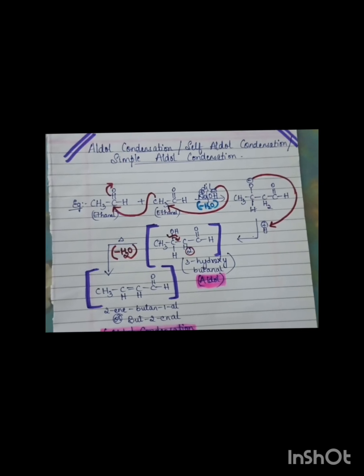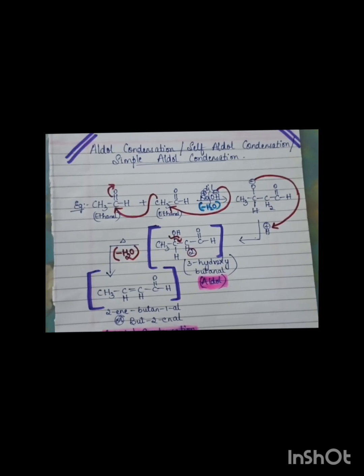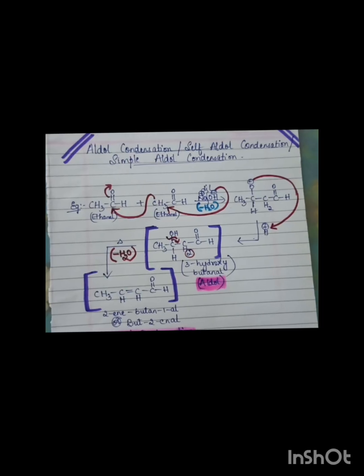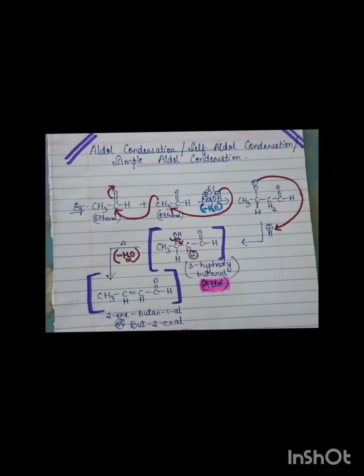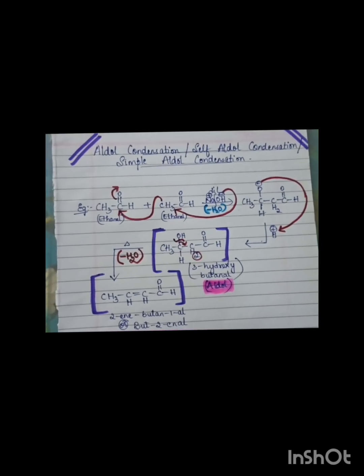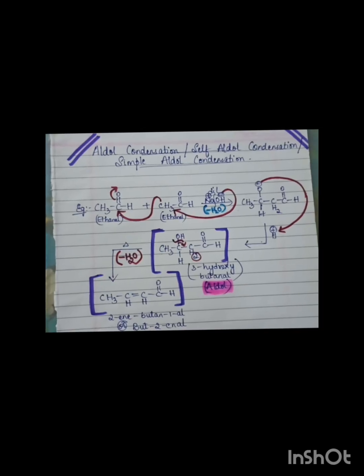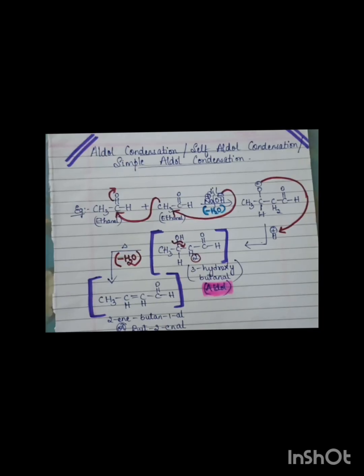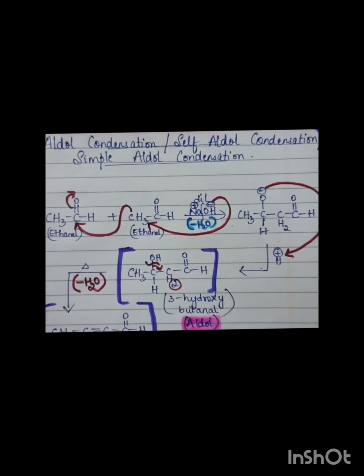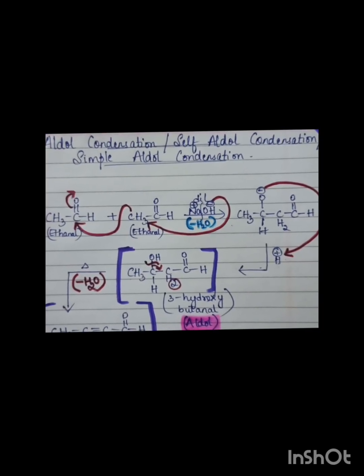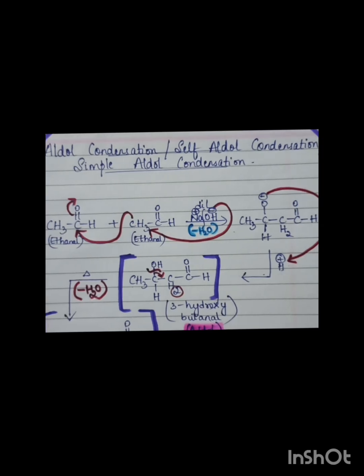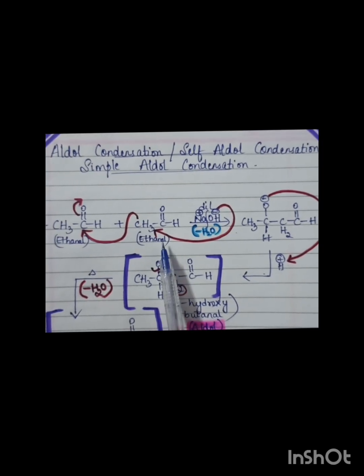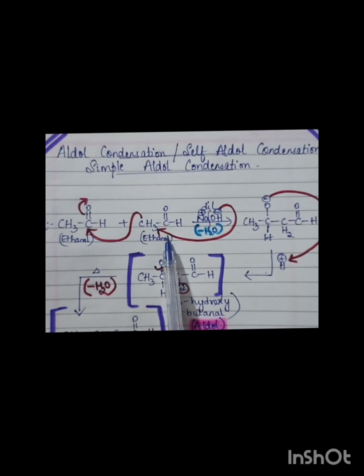This is so because in examples we are going to take two molecules of aldehydes and two molecules of ketones of the same type. Therefore, this condensation reaction is called an aldol condensation or self-aldol condensation or simple aldol condensation. To understand more specifically, let us take an example, that is ethanol and ethanol of the same type.